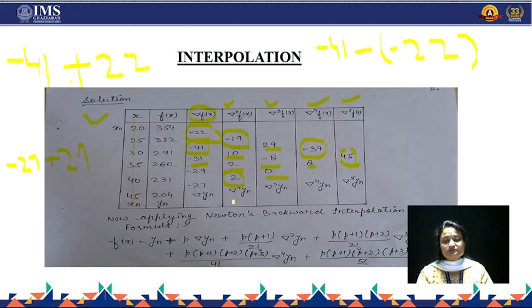Okay, so now it's time to apply the formula. The formula is yn plus p times the first backward operator, again I'm repeating, this is the first backward operator, plus p into p plus 1 over factorial 2, the second backward operator, plus p into p plus 1 into p plus 2 over factorial 3, the third backward operator, yn and so on. Now because the final single value is the fifth backward operator, we need to put the values into the different terms.